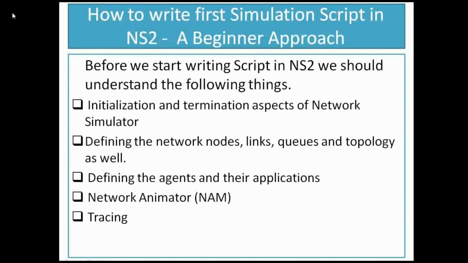The second point is how to define the network nodes, how to create nodes, how to link the nodes, and what about the queues and topologies of the nodes. Then, defining the agents and their applications, and about the network animator, that means NAM, and what about the trace file, or what is the tracing. Okay, so one by one I will describe.